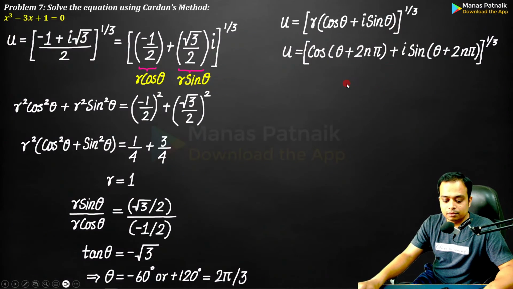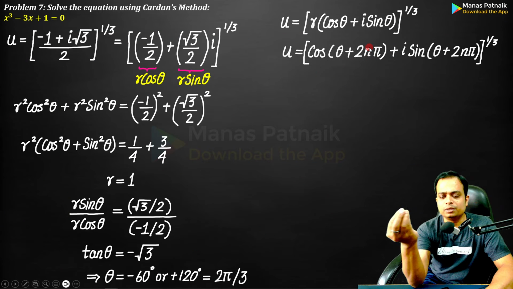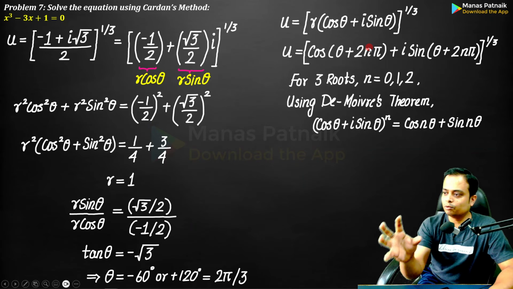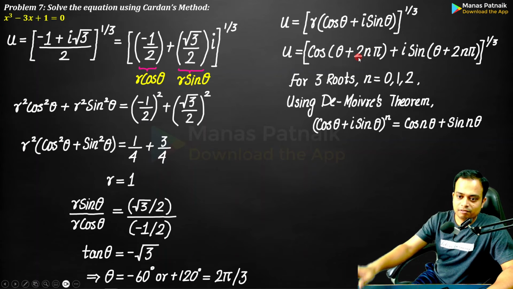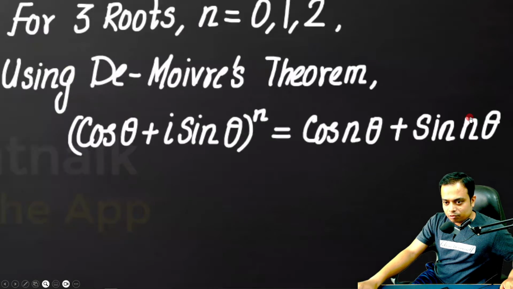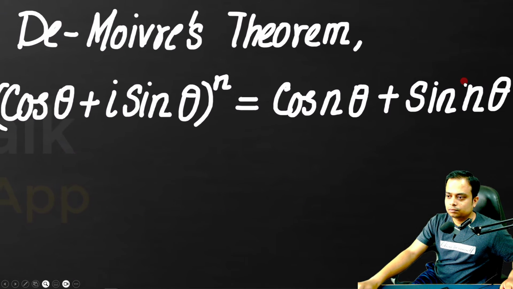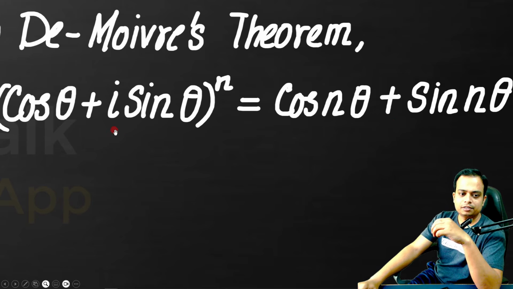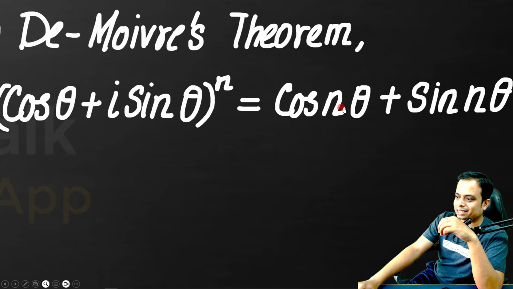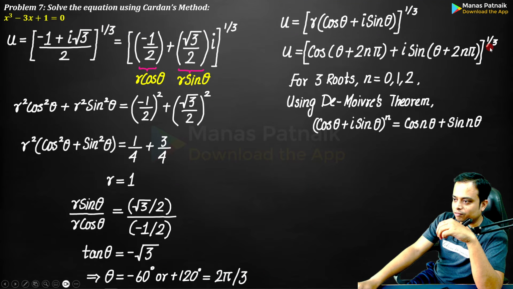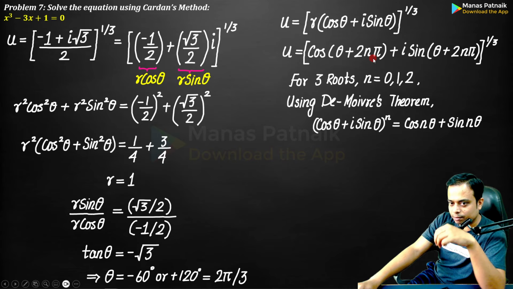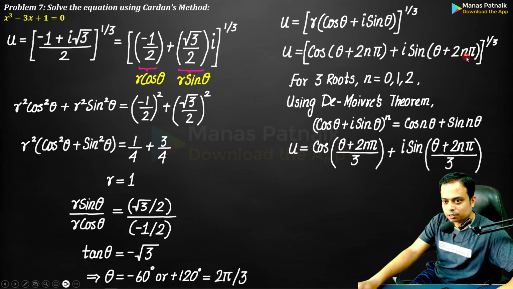And here we go. Theta plus 2n pi, where the value of n happens to be 0, 1 and 2. Basically, you need to apply de Moivre's theorem. We are just setting up the environment. Now take a careful look, zoom in. Cos theta plus i sin theta to the power n is equal to cos n theta plus i sin n theta. That essentially means this power 1 by 3 will come inside: theta plus 2n pi over 3, and here also theta plus 2n pi over 3.